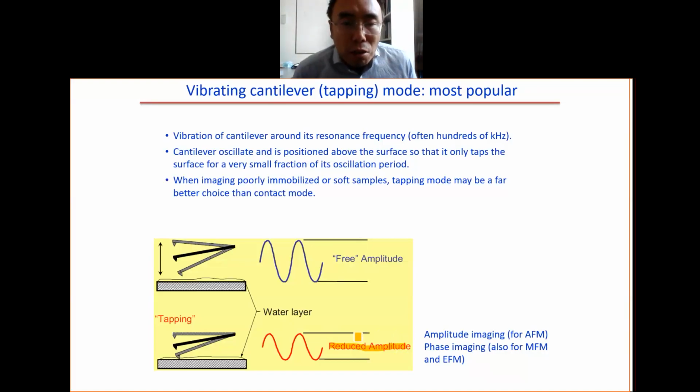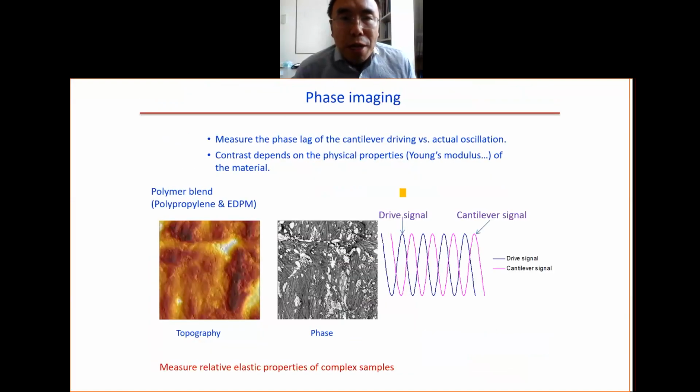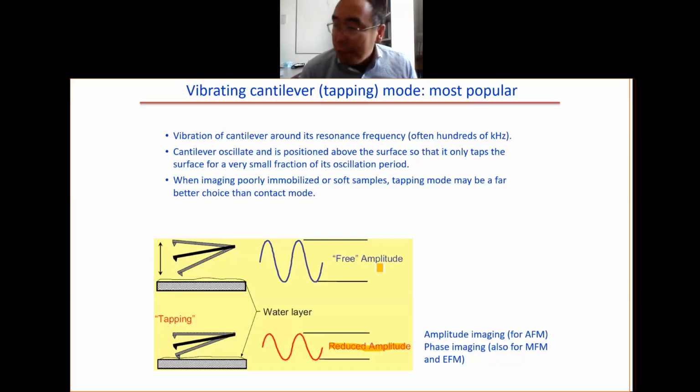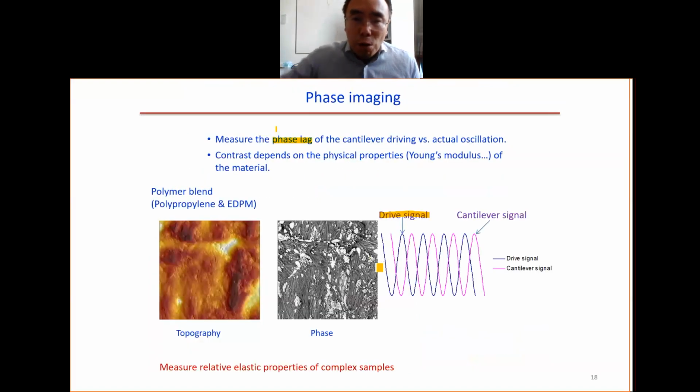So we can not only measure the amplitude, we can also measure the phase. For the phase measurement, we measure the phase lag. You can see this is the drive signal. We vibrate the handle part of the cantilever. This is the drive signal, and then this is the cantilever signal. You can see this signal lags behind the drive signal. How much is the lag amount?